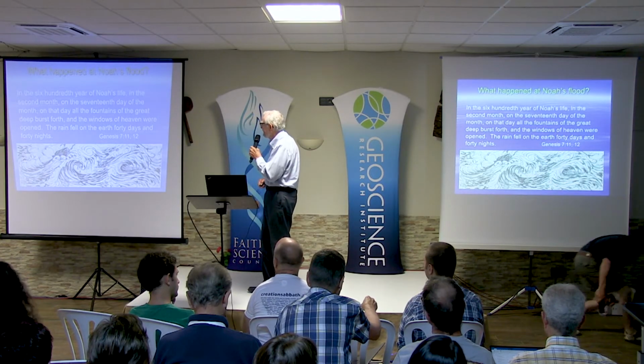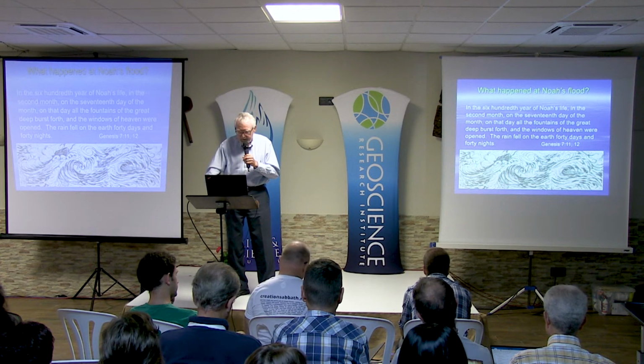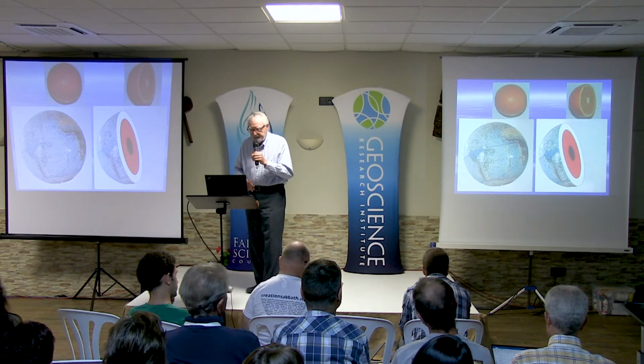We're given just a little information. In the 600th year of Noah's life, in the second month, on the 17th day of the month, on that day, all the fountains of the great deep burst forth, and the windows of the heaven were opened. The rain fell on the earth 40 days and 40 nights. Well, that gives us a big picture, but let's look a little more closely.